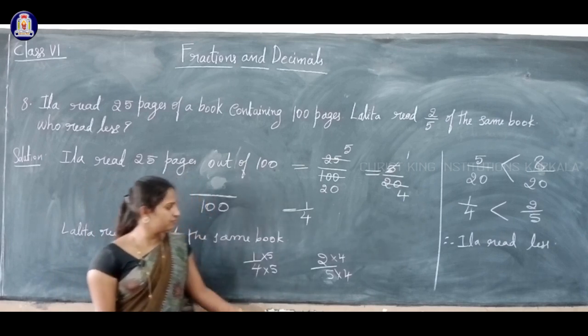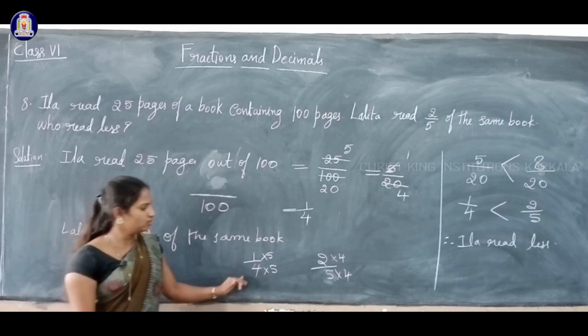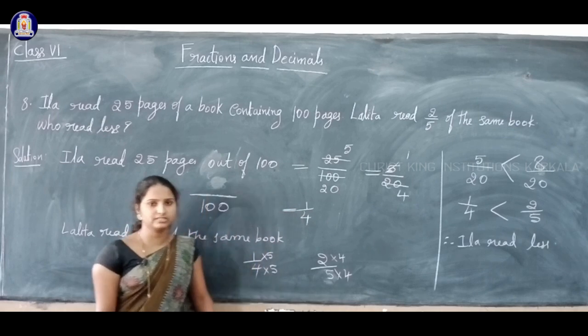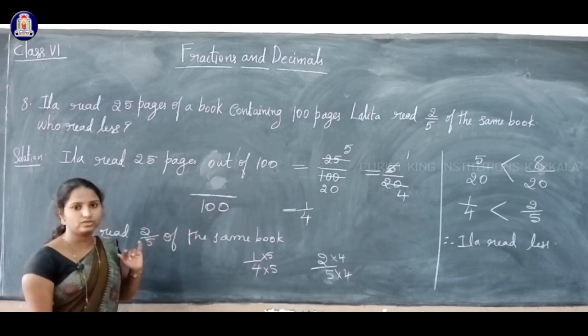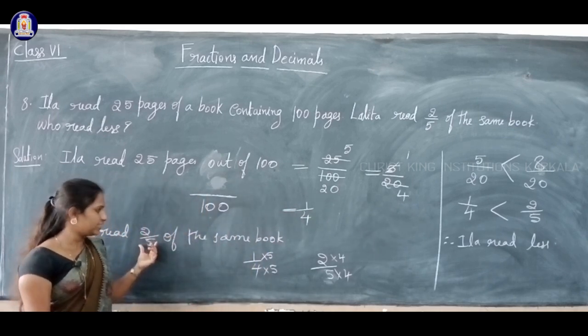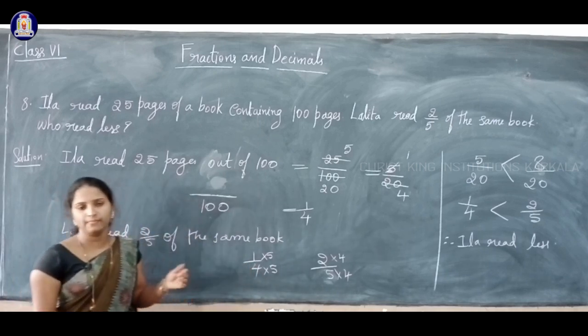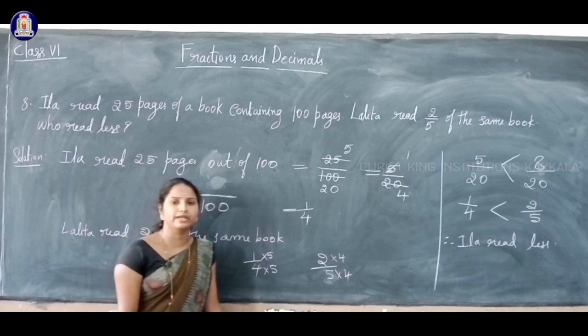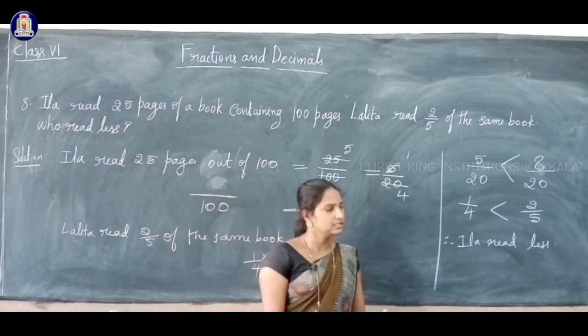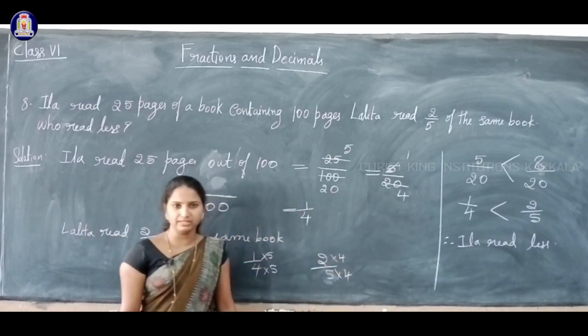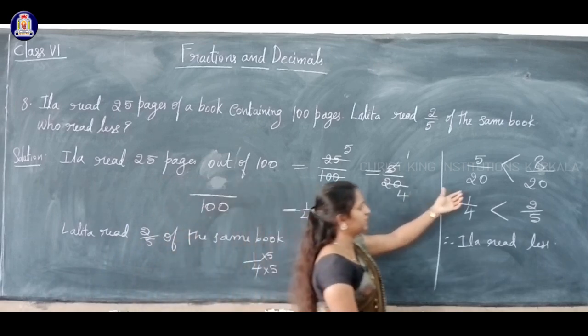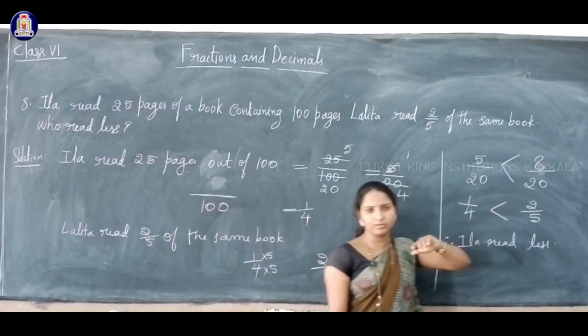So directly we cannot identify which is greater, 1 by 4 or 2 by 5. Why can we not identify? Because their denominators are different. They are not the same, so first you have to make the denominators the same. Then we can identify. After getting the same denominator, we can compare the numerators, right?